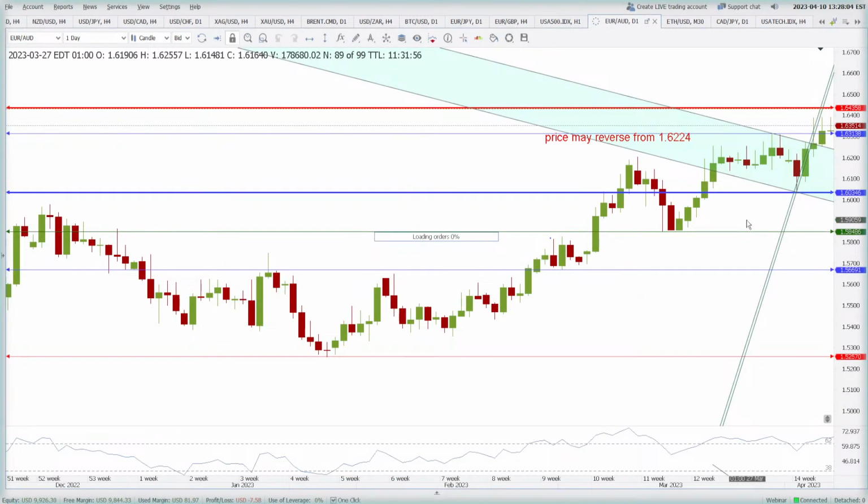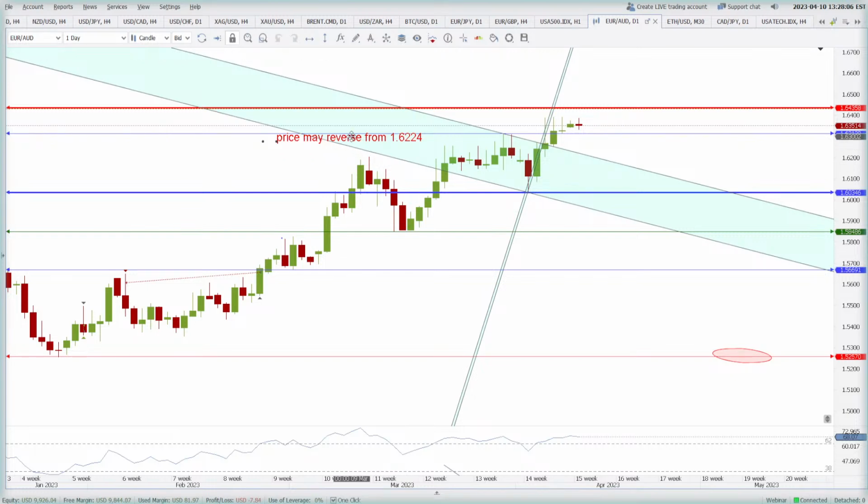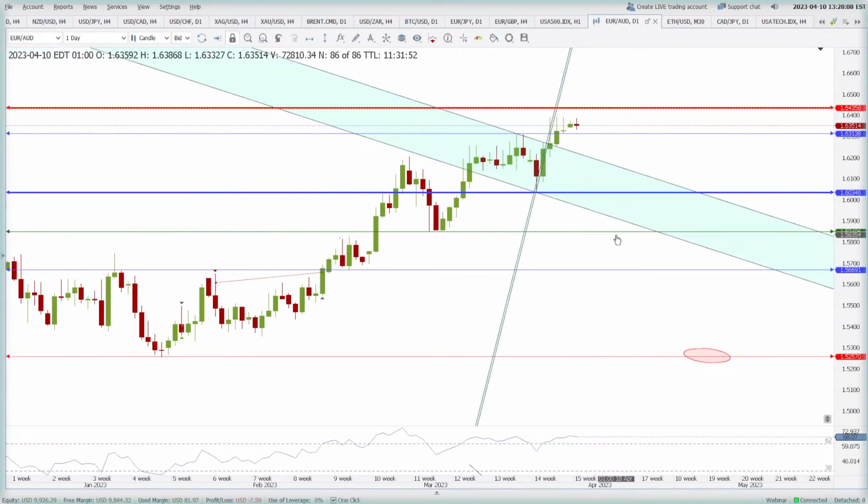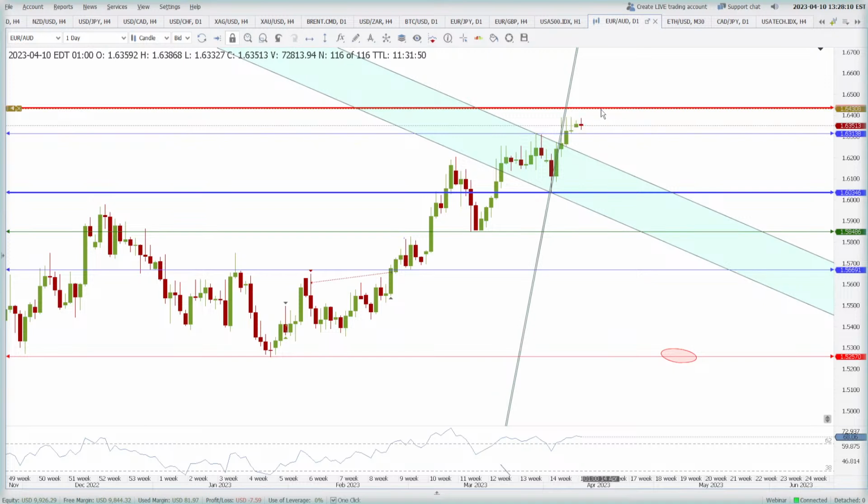Euro against the Australian dollar, price may reverse. No, the price is not reversed. It is going higher and higher. 1.6435, although I think, may be an area of opportunity for you to go short in this market. You see how at the higher prices the candles are turning smaller and smaller.